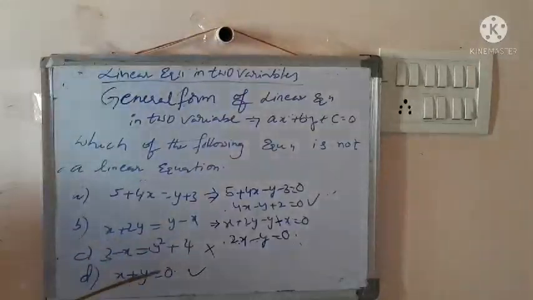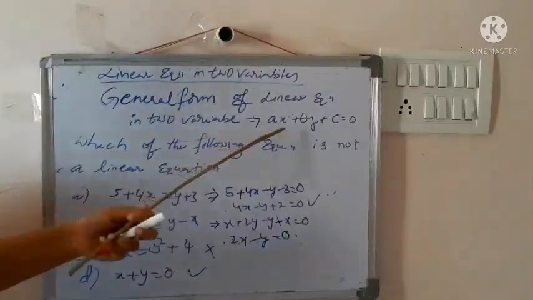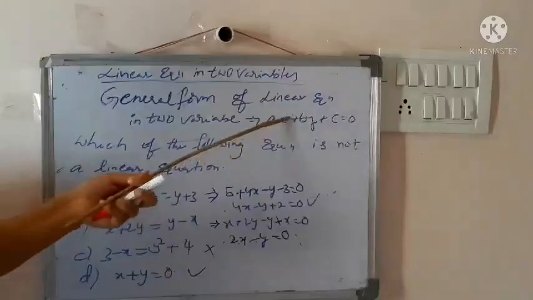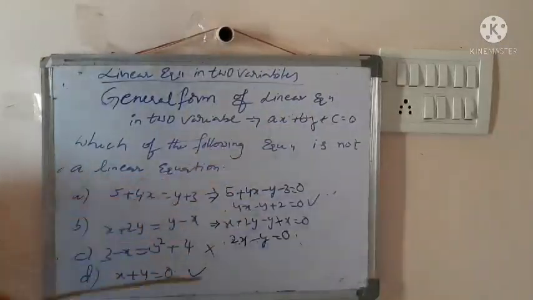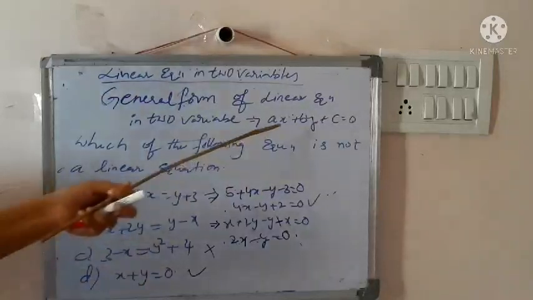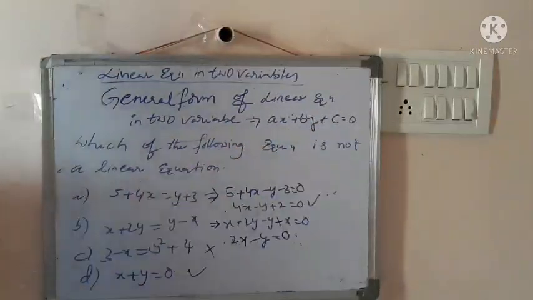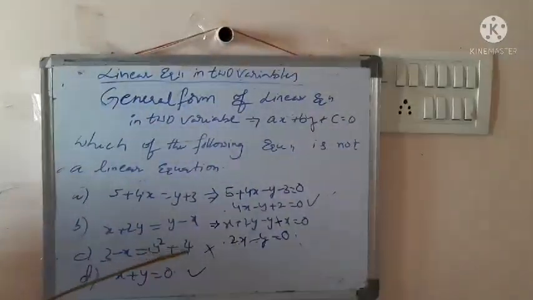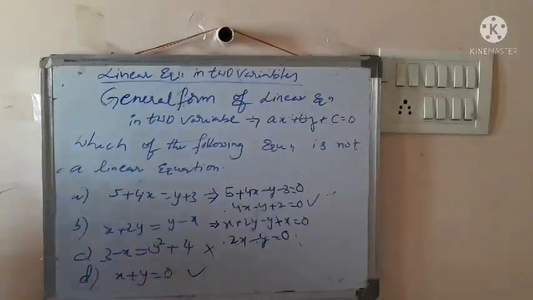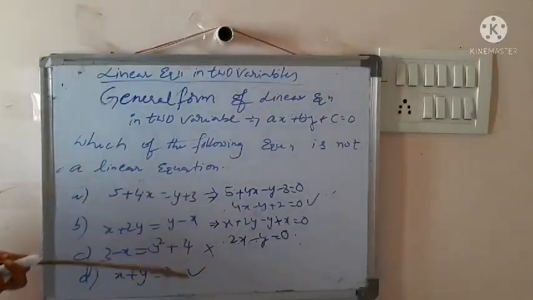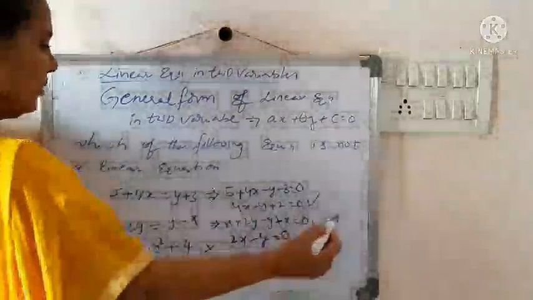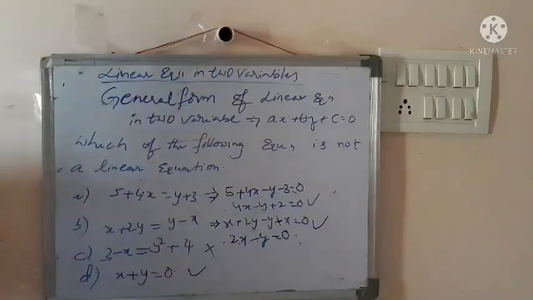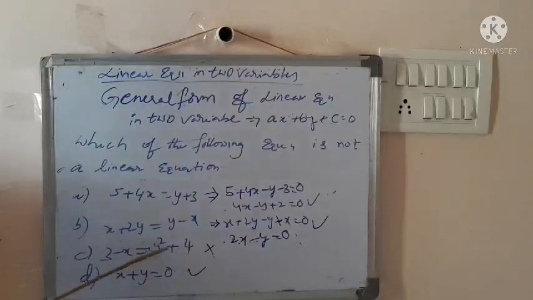And now x plus y equals to 0. This is in the form of ax plus by plus c equals to 0. This equation comparing with this equation. See this? So this is in the form of ax plus by plus c equals to 0. So this is called a linear equation in two variables. So in 4 examples, 3 are linear equations in two variables. The third one is not a linear equation because here the degree is 2.